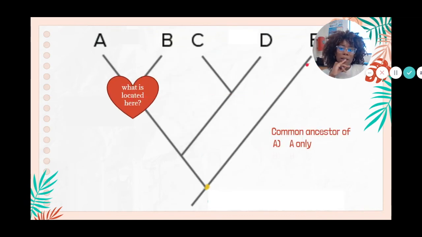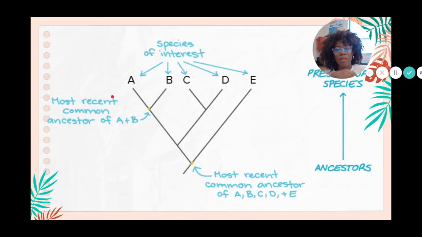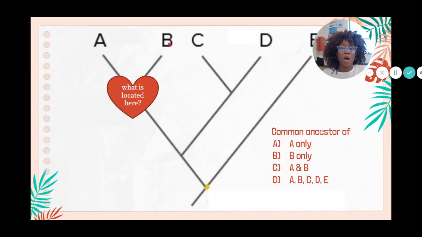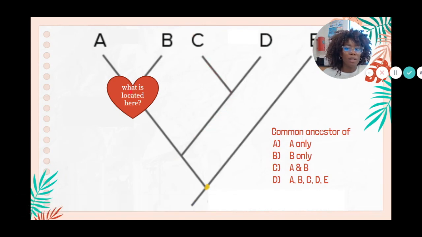So I have a question. What is located at this node here? Common ancestor of A only, of B only, of A and B, of A, B, C, D, and E. That is going to be the common ancestor of A and B. How do I know that? Well, I'm just going to take my finger. B, A, they meet up here. That's their common ancestor. No other organism, like I can't draw a line from C, no, that doesn't work. A and B, boom, easy.